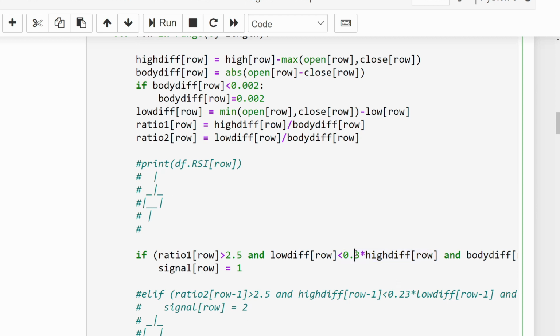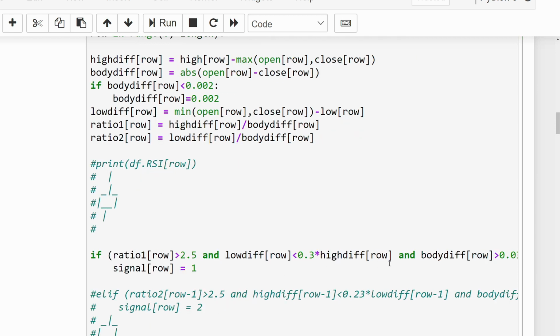Now, where am I coming up with these values, 0.3 and 2.5? These are parameters that you can optimize on your own. There is no rule to decide on these. However, it makes sense to choose ratio 1 above 2 just to have this shooting star form, and to have a low tail, it can be 0.2 or 0.3. You have to test which one will give you the better results.